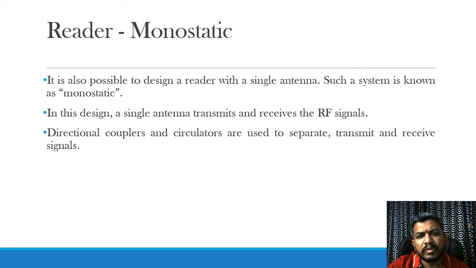It is also possible to design a reader with a single antenna. Such systems are known as a monostatic reader. In this design, a single antenna itself is capable enough to transmit and receive the radio frequency signal. The directional couplers and the circulators are used to separate the transmit and receive signals.